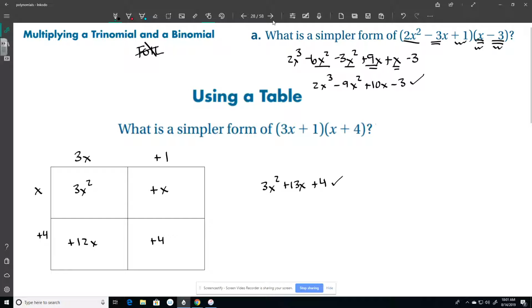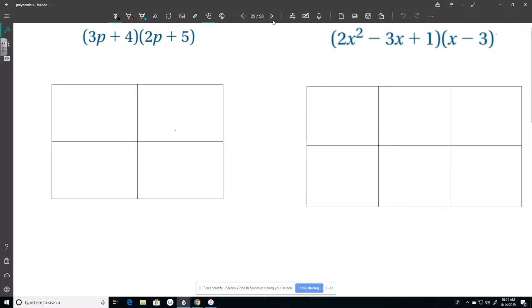I don't care how you do the problem. You can use a table, you can use FOIL, you can draw lines. We're going to practice a couple more right here just so you can see a few examples. If you don't like the table method, go ahead and skip forward in the video a little bit to the next section. So I take my first set of parentheses and I put my first term here and my second term here. And then my second set of parentheses, I'm going to write going down.